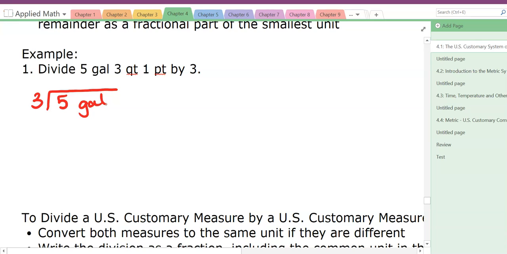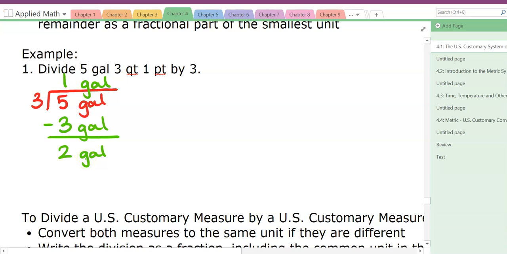So I'm trying to figure out my gallons first. How many times can 3 go into 5? Whole times. 1. So I'm going to put 1 up here. So 1 gallon. So 3 times 1 would be 3. This is still in gallons here. If I subtract, I get 2 gallons. This is your remainder.